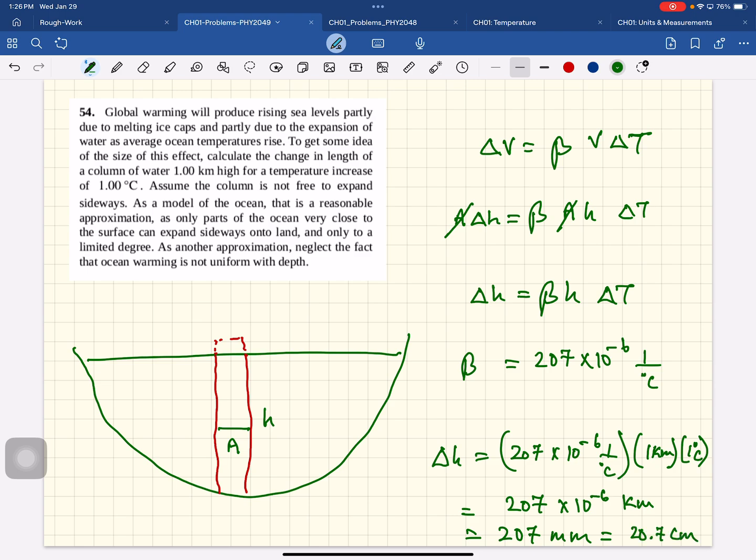Why could you not just use the change in length formula for the ground? The volume is increasing. Oh, we're not looking for the volume, we're looking for the height.